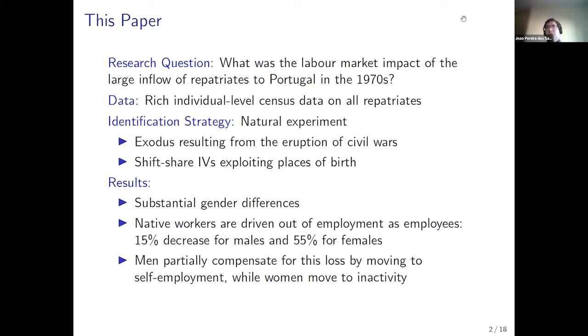Just a very quick preview of our results. So we find substantial gender differences, with women absorbing the bulk of the shock, native women. So for native workers of both genders, they were driven out of employment as employees, but the effect is much bigger for males than for females. And moreover, men are able to partially compensate for these losses by moving into self-employment, but women basically go out of the labor market and move to inactivity.